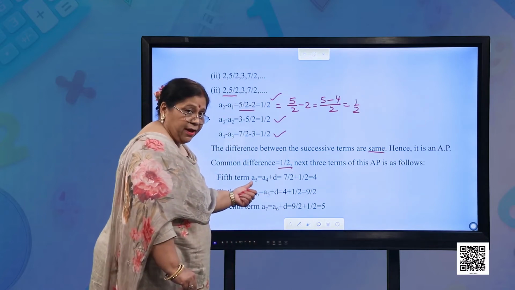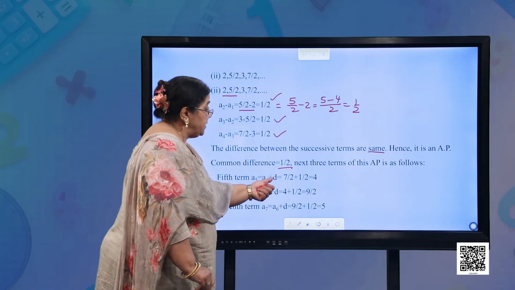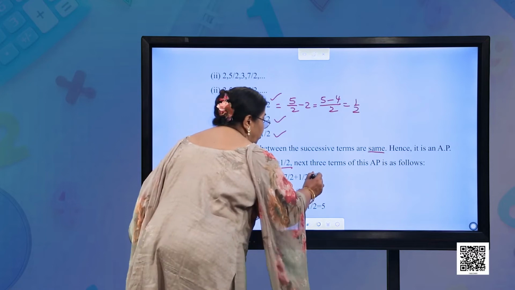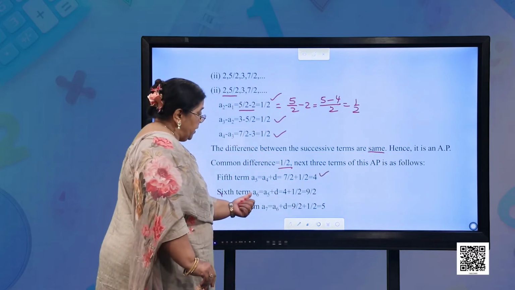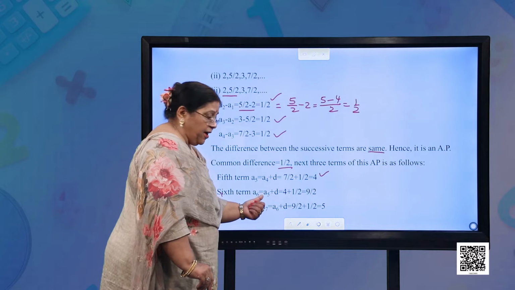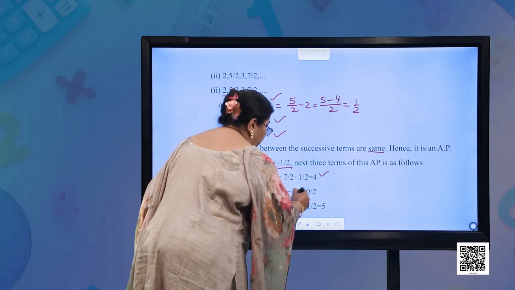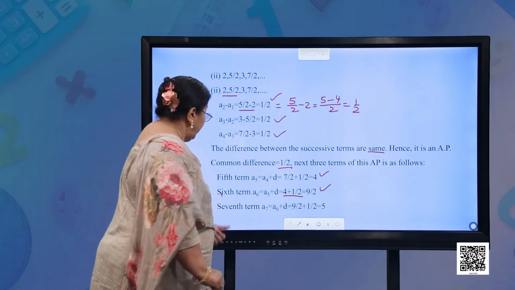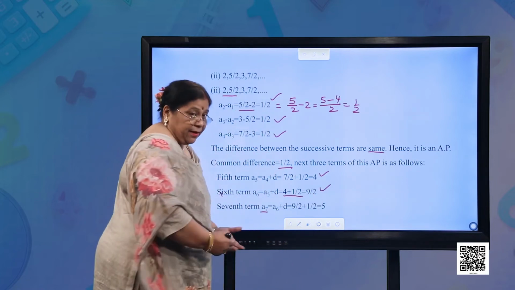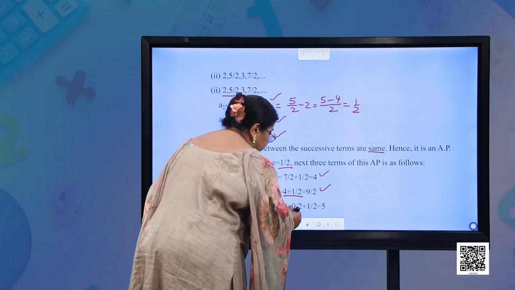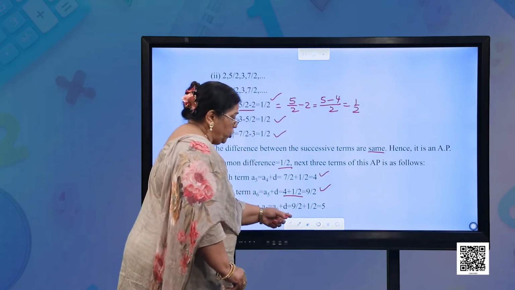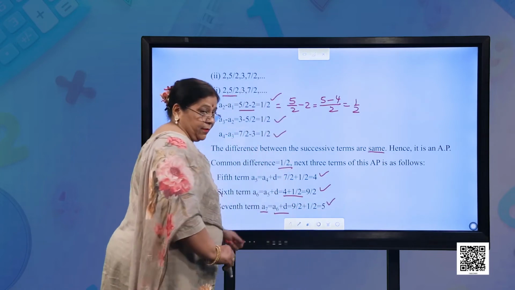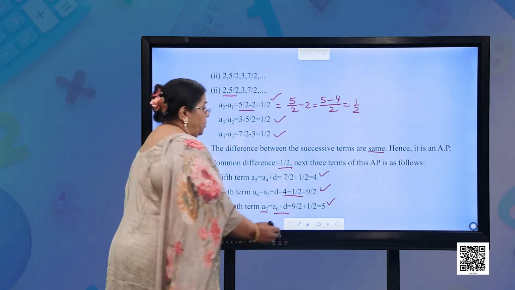Fifth term will be A5, which can be calculated as A4 plus D, that is 7 upon 2 plus 1 upon 2, that gives us 8 upon 2, that is equal to 4. Sixth term can be written as A6 and calculated as A5 plus D, that is equal to 4 plus 1 upon 2, that is equal to 9 upon 2. Clear? Now, seventh term I can write as A7 and calculate as A6 plus D, that is 9 upon 2 plus 1 upon 2, that is 10 upon 2, which is equal to 5. I think it is clear. Now, let us go to the next.